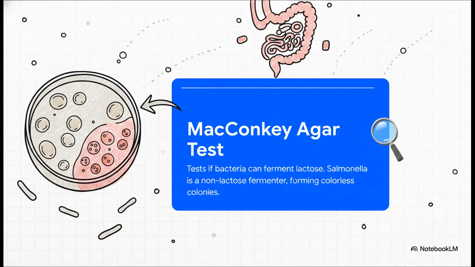Okay, next up is something called the MacConkey agar test. The best way to think about this is like a super selective cafeteria for germs. It's designed to see if our suspect likes to eat a sugar called lactose. Salmonella? It's a really picky eater. It can't digest lactose, so its little colonies stay colorless. This is a huge clue that helps us cross a bunch of other bacteria off our list of suspects.